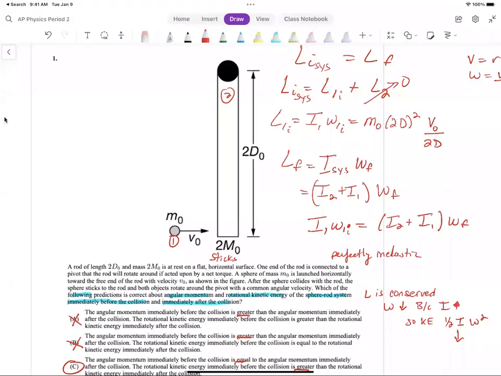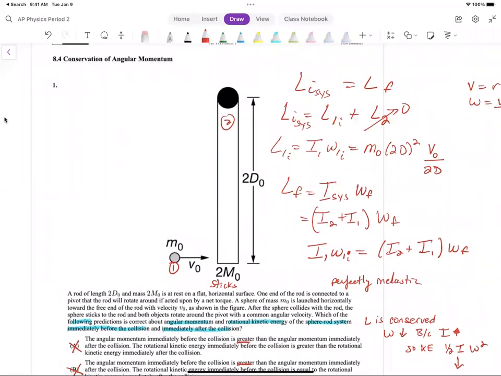This is my verbal explanation of your AP classroom assignment related to Unit 7, Conservation of Angular Momentum. Okay, so this is number 1.